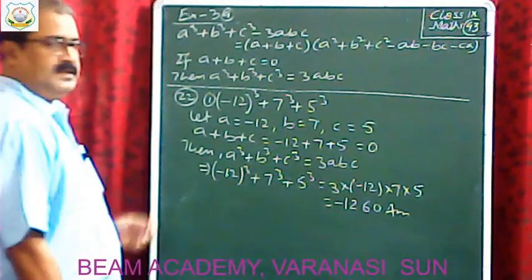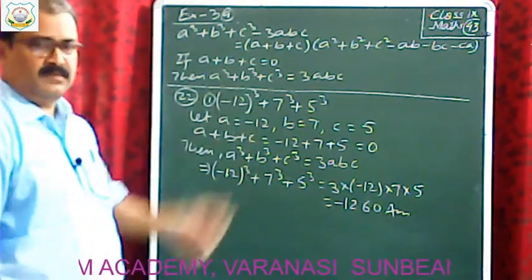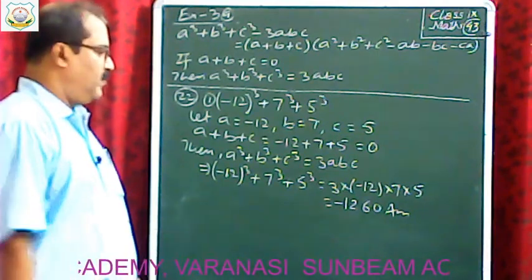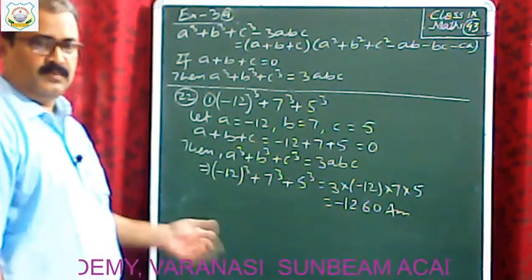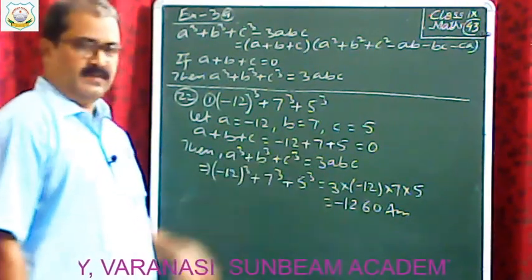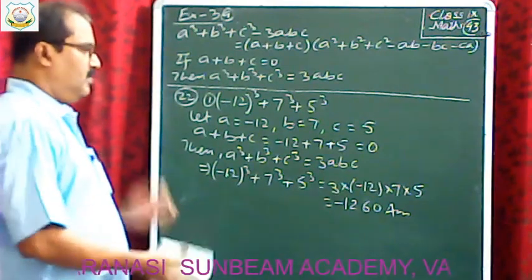Evaluate using identity. Okay, 3 terms are there, all are perfect cube terms. You have to suppose the terms a, b, c and find the sum of a, b, c. If you get 0, then you have to proceed according to the identity, that is a cube plus b cube plus c cube equal to 3abc. And thereafter you have to substitute the values of a, b, c and calculate to get the answer.